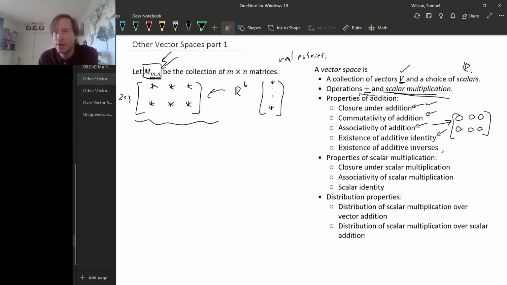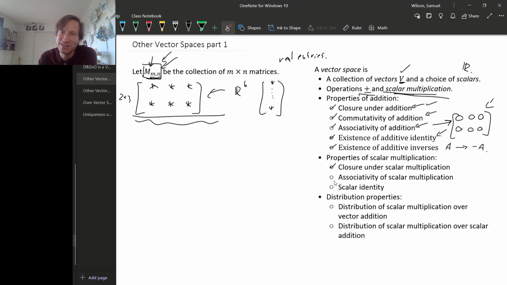And also, there are additive inverses because the additive inverse for A is the matrix negative A, right? Because if you add A and negative A, you get the 0 matrix. So we have additive inverses as well. So all of these things are satisfied. What about scalar multiplication? Well, if you multiply a matrix of some size by a scalar, you get a matrix of the same size. So multiplying by scalars keeps you in the same matrix space, so that's closure.